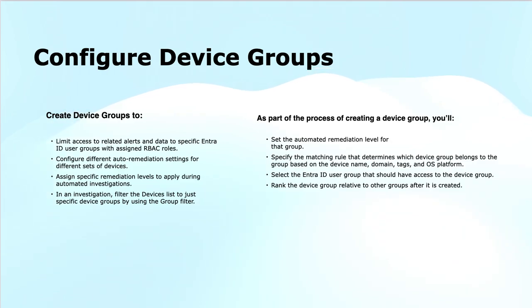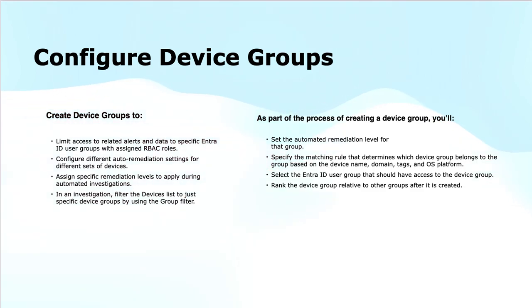We can assign the device groups to specific Entra ID user groups with the RBAC roles assigned to them. And we can restrict access to the alerts and the data or ensure that only authorized users can view or manage the particular devices. So it can act as a scope of delegation for these users. We can also define the auto-remediation settings, where we can configure different auto-remediation policies for each device group to apply. These are actually customized actions for isolating the devices, running the scans, and this depends on the device requirement.